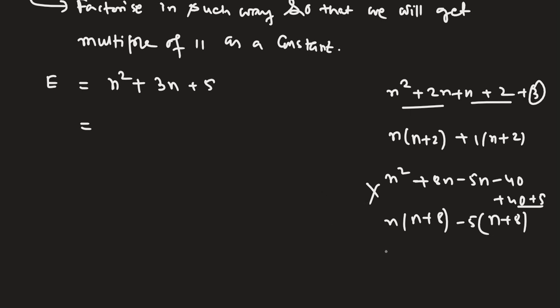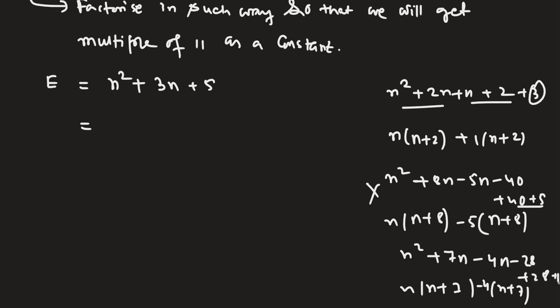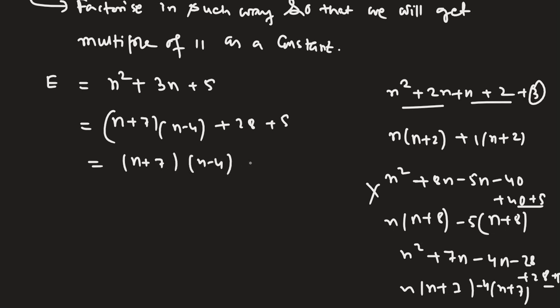Now try to take n square plus 7n, so n common, n into n plus 7. But I required 3n, so it will be minus 4n, minus 28. So we have to add plus 28 and then 5. Yes, this is working. So we write n plus 7 and n minus 4. Here you are getting one extra term, that is minus 28, so you have to add plus 28, and 5 is there. So now you have n plus 7 into n minus 4 plus 33.